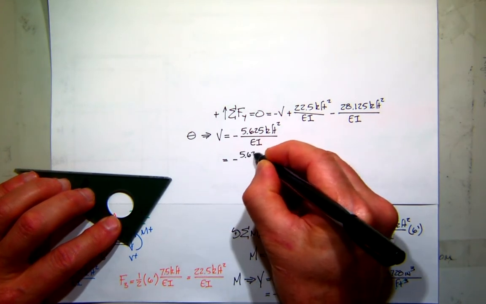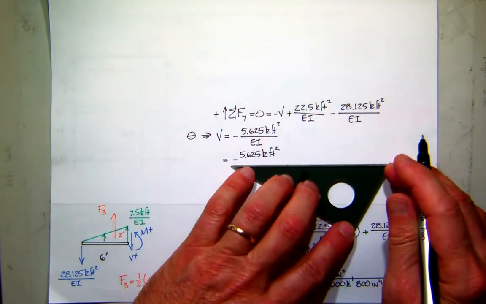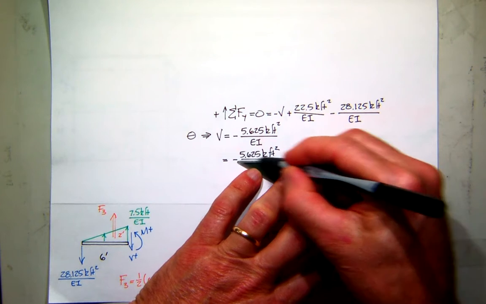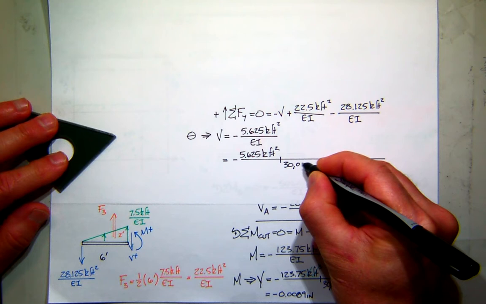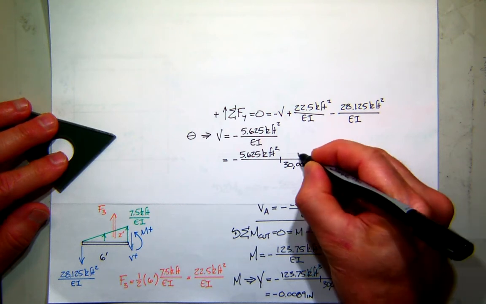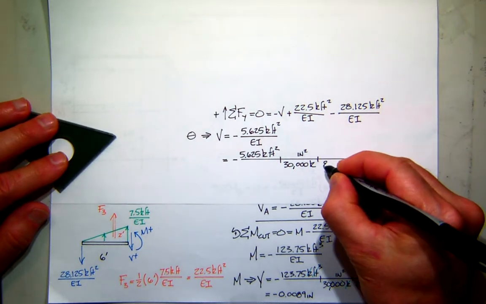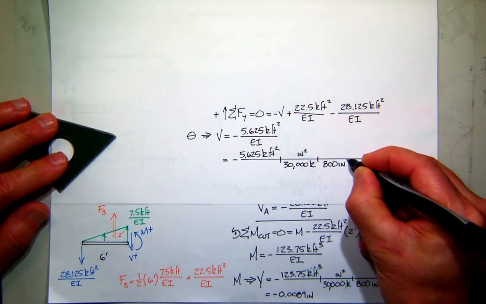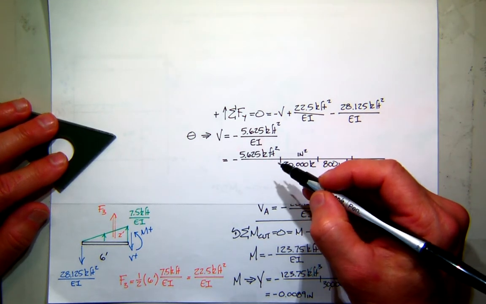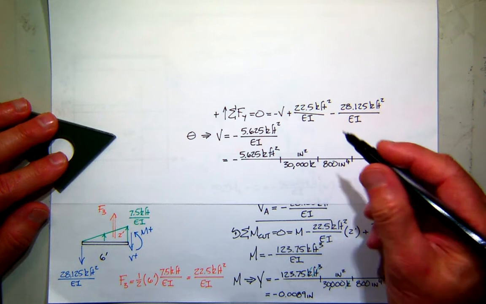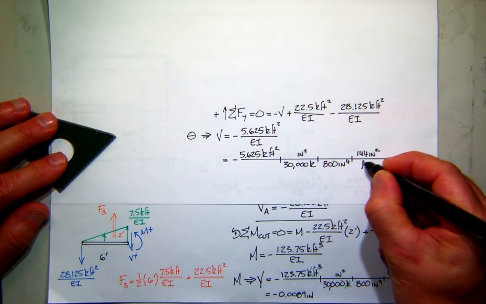So what's that equal to? We'll do the same thing. I've got 5.625 kip feet squared, and now let's divide it by E and I. First we'll divide it by E, just like we did before. That's 30,000 kips per inch squared. And then I was 800 inches to the fourth. And now I've got feet squared, right? So how many square inches in a square foot? It'd be 12 squared, so that's 144 inches squared in a foot squared.